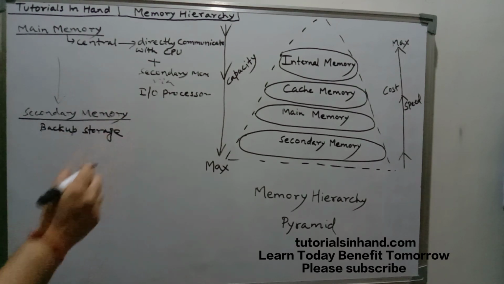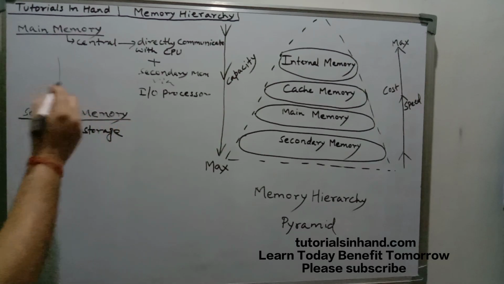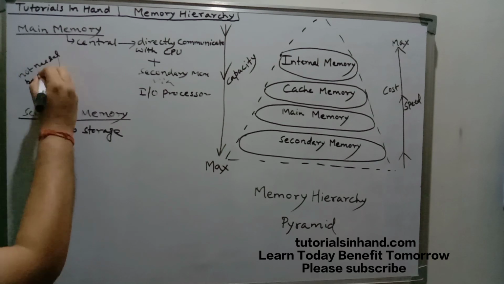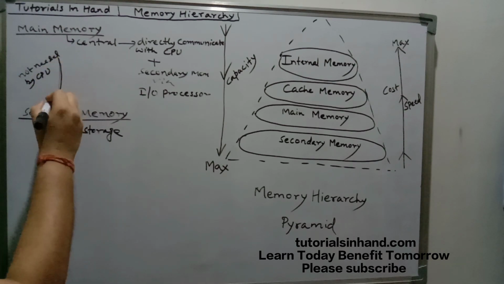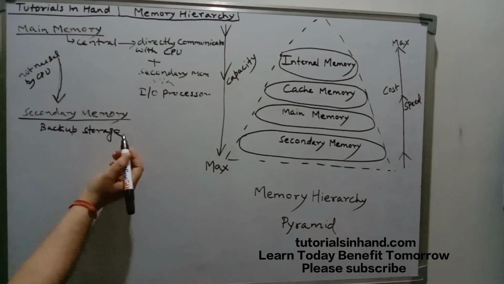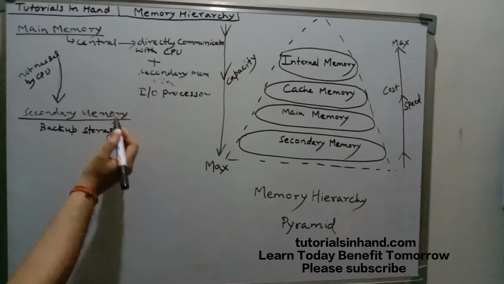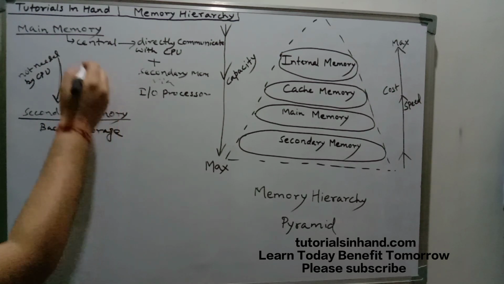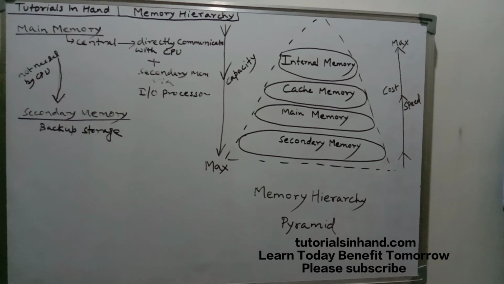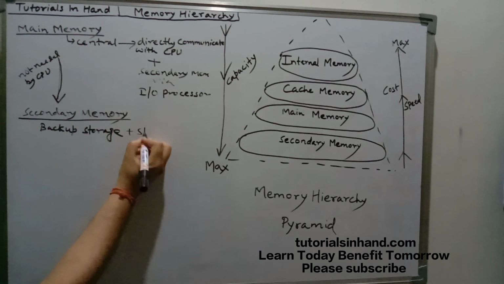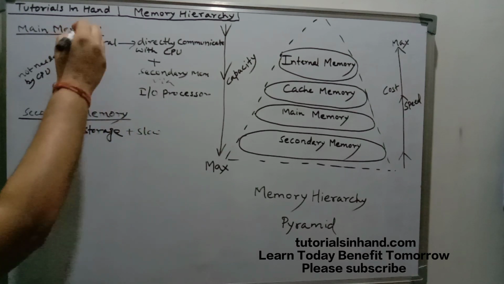Whenever any program or data is not needed by the CPU, it is transferred to the secondary memory. That means it is stored in the secondary memory as backup storage, and whenever those data are required again in future, they will be fetched from the secondary memory and moved back to the main memory for execution of the task. This is why secondary memory is also the slow memory. That means it is not as fast as main memory.